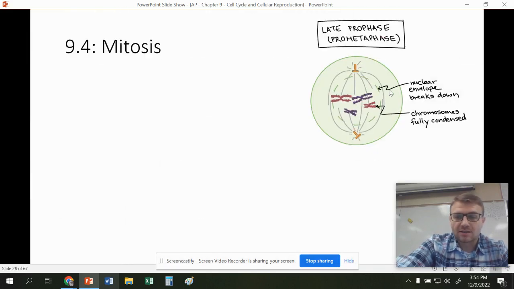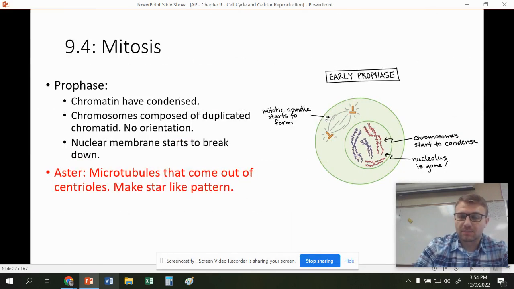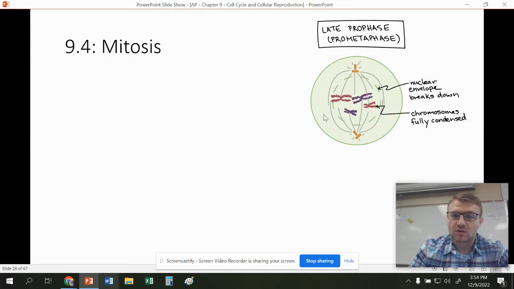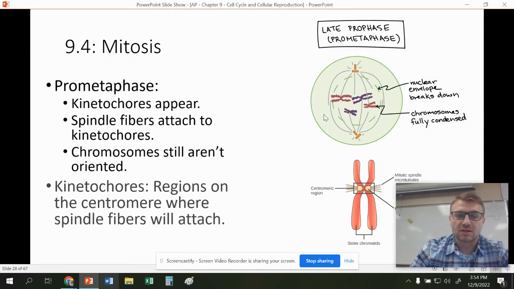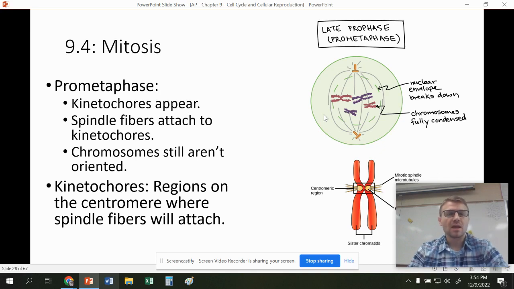break down. Now, you can see it says early and late prophase. There's a lot more that goes on here, but I just want you to know the major steps, which are prophase, prometaphase, metaphase, anaphase, and telophase.